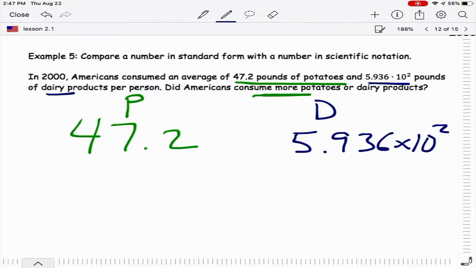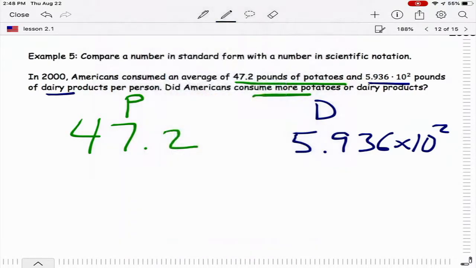Now, in order to see which one is bigger, you got to compare an apple with an apple. One is in standard form, and the other one is in scientific notation. So you either have to convert both of them into scientific notation, or to convert both of them to standard form. It is up to you which one you want to do. Me, I think it's easy to convert both into standard form. So that's what I'm going to do, but you can do either one.